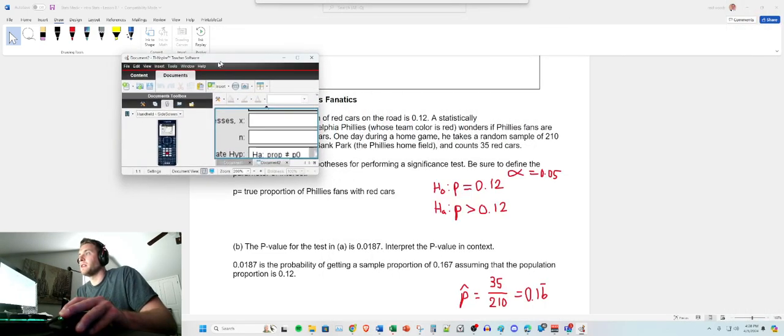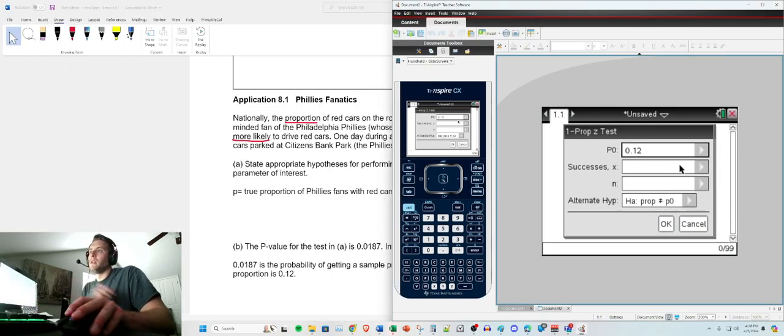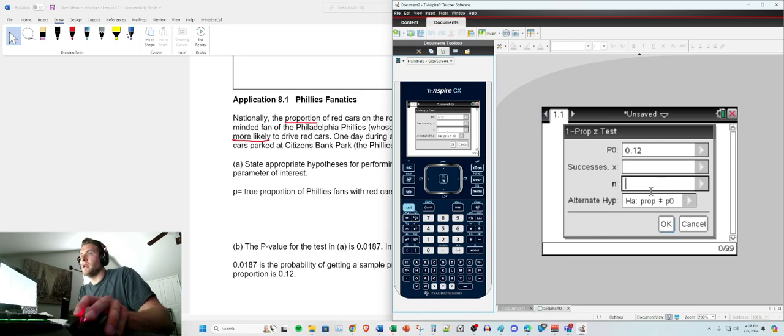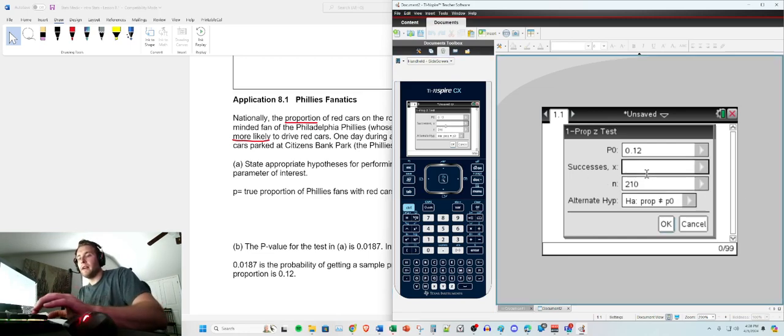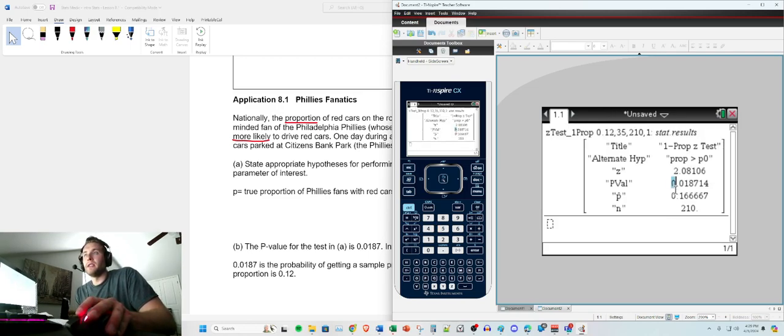How many people did he survey? He surveyed 210. So that goes here for N, and 35 had red cars. Now this alternate hypothesis, you're just going to pick the correct tail of the test. So it's either going to be greater than, not equal to, or less than. He thought that the Phillies fans would be greater than, so we put greater than, we hit OK. And you can see right here, this is exactly where they got that 0.0187. So there's our p-value right there.